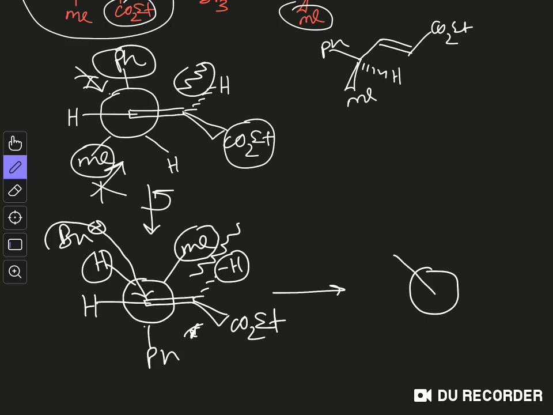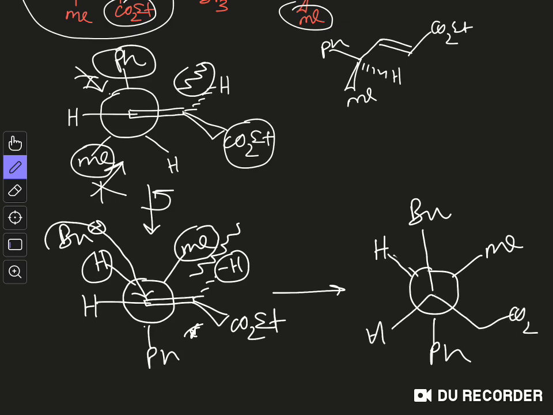We will get... So yeah, just let me erase it down. First we will draw the other side. So this is the backbone, this one hydrogen, this phenyl, and we have this methyl over here. Now you can see this is the attack of the butyl group. Here we have the hydrogen and here we have the CO2 group.